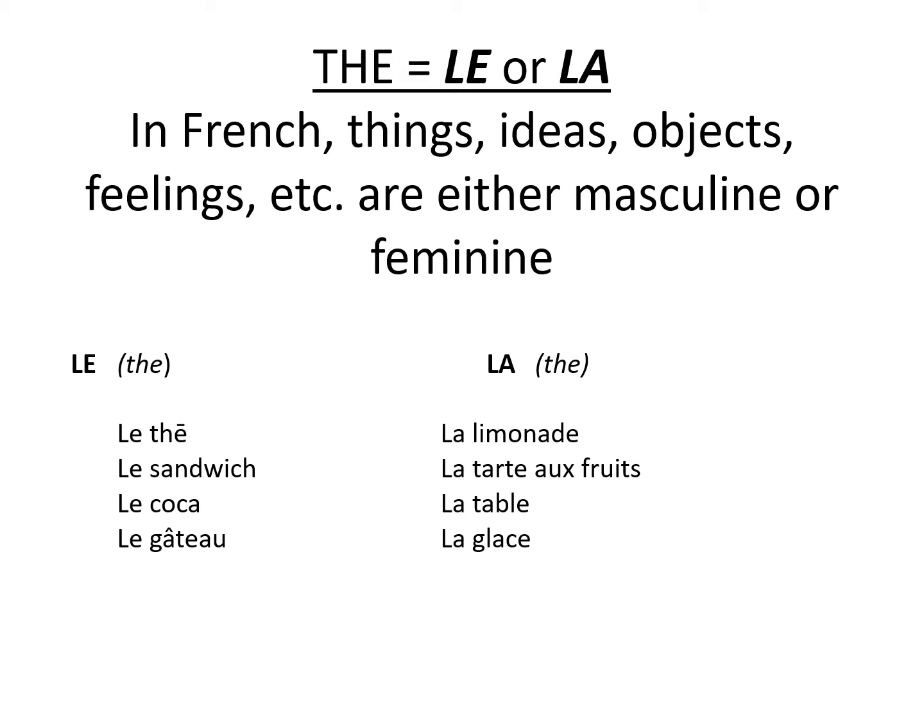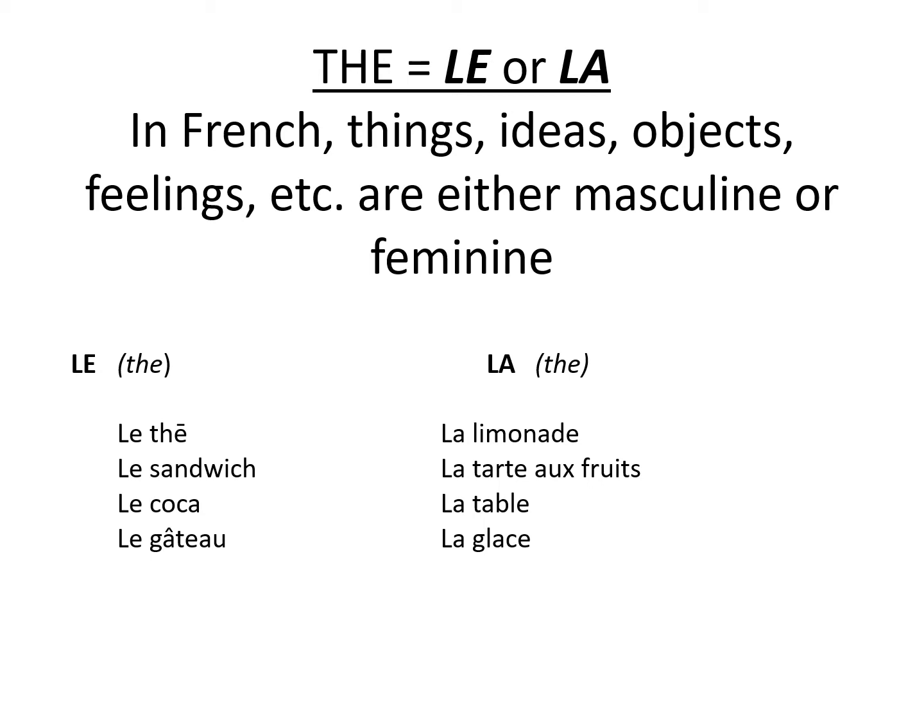Right. Words starting with le, this is what you call an article in French, okay? Le means that the word is male or masculine. Now, if the word starts with la, it means that the word is feminine or female. So, le thé, le sandwich, le coca, le gâteau are all male words. La limonade, la tarte, la table, la glace, they are female words.